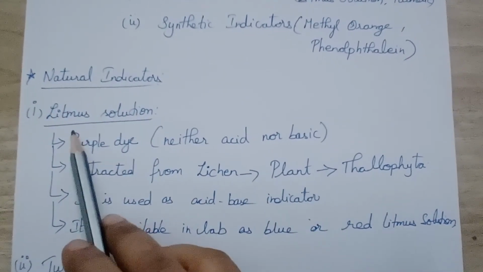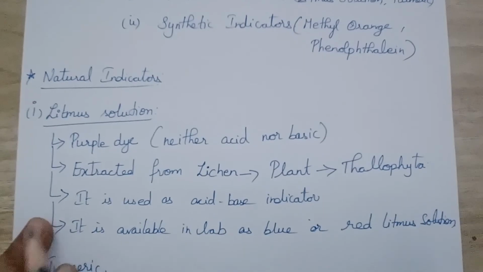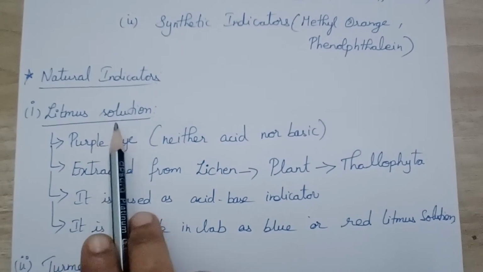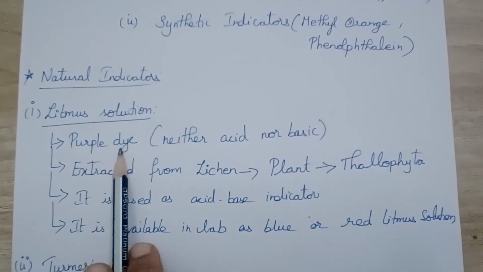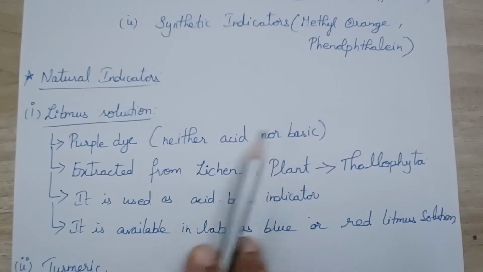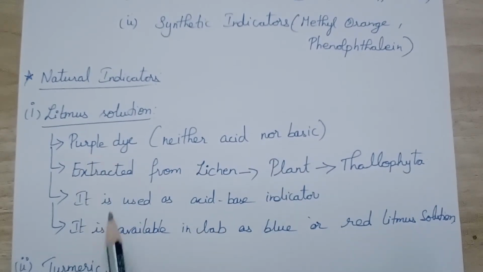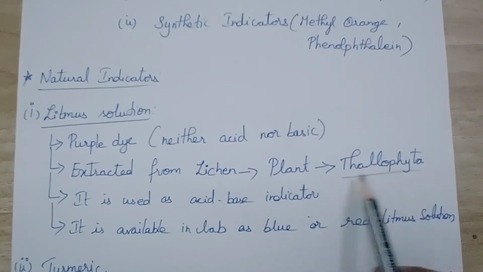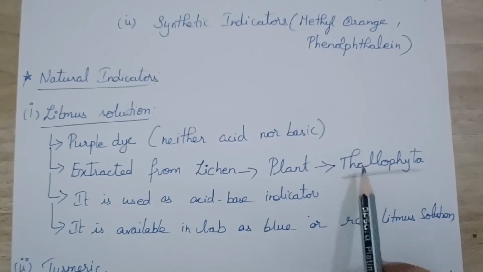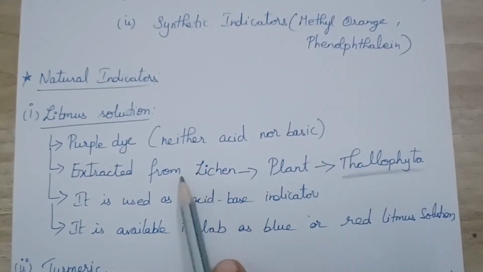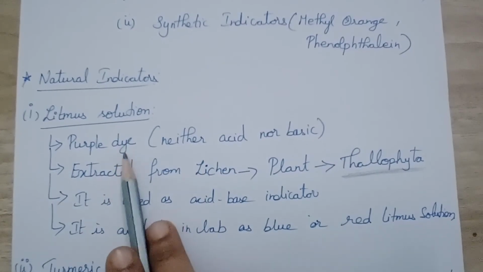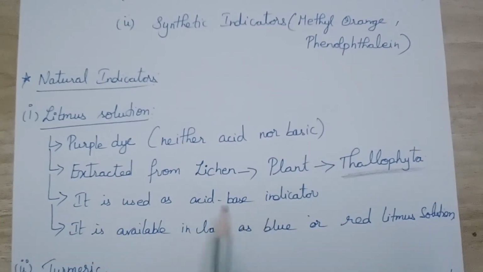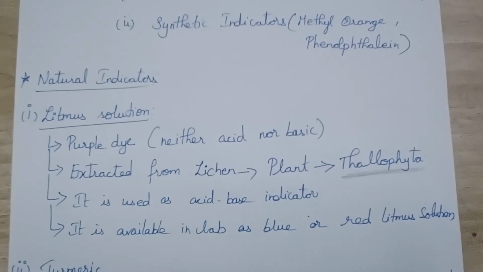Natural indicator: litmus solution is a famous indicator. What is the actual color of litmus solution? It is a purple dye, neither acidic nor basic. From where do we get litmus solution? It is extracted from the lichen plant, which belongs to the division Thallophyta in the plant kingdom. From that you extract the solution that is purple in color. It is neither acidic nor basic, so it is used as an acid-base indicator for both.